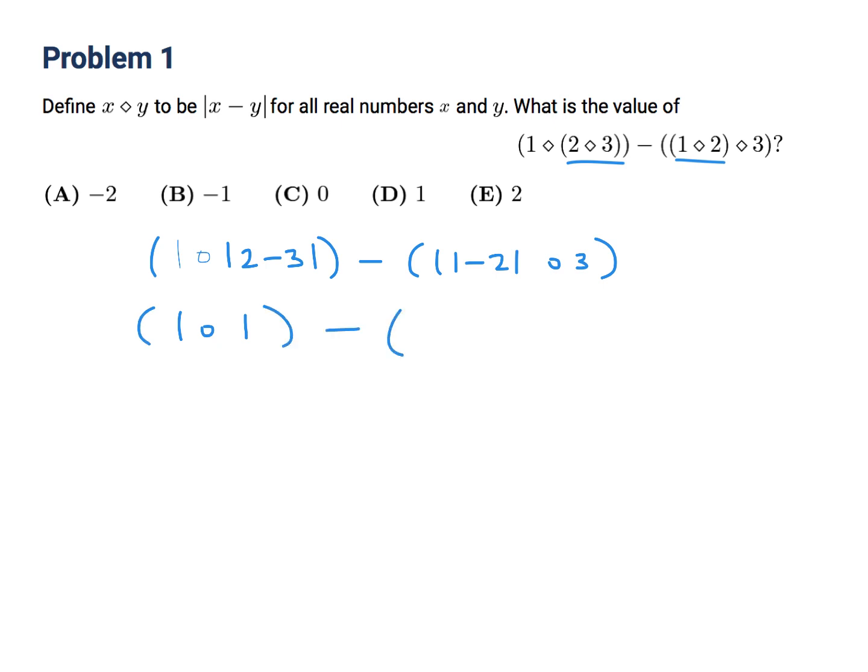And over here, same thing, 1 minus 2 is negative 1. When you take the absolute value, you'll get 1. And then again, this will be 1 minus 1, absolute value. This will be 1 minus 3. And then this is 0, and this is negative 2, so that's 2. And then this is negative 2. So that would be choice A.